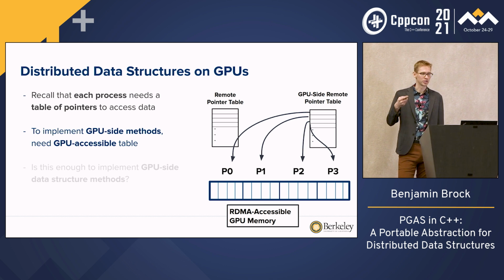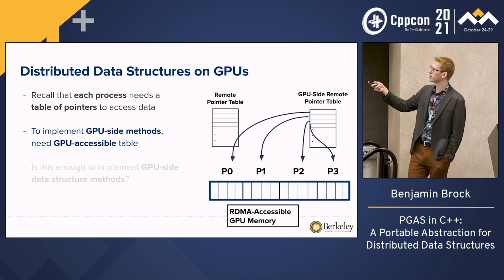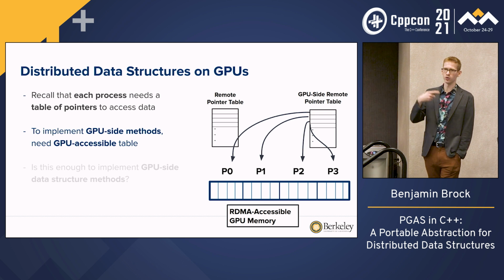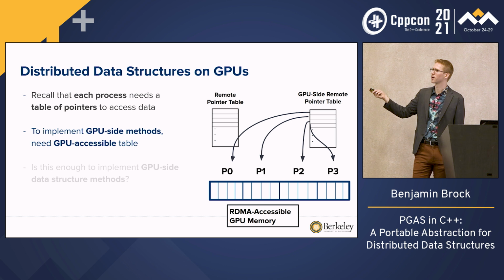Also, if we want to implement GPU side methods, we're also going to need a copy of this pointer table that lives on the GPU side, so that when we're inside a CUDA kernel and we're calling a method, we know what these pointers are.